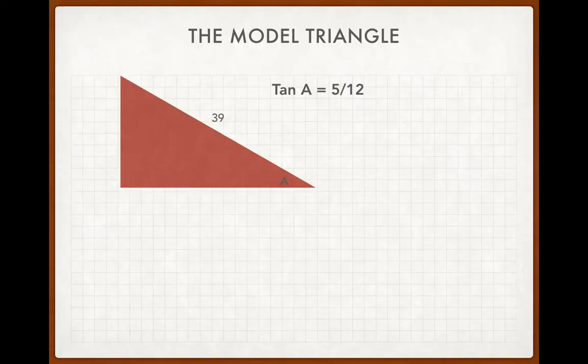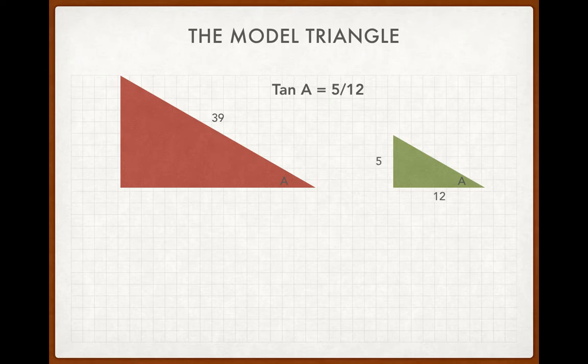Okay, so the method uses what we call a model triangle. And a model triangle is the smallest possible triangle with that trigonometric ratio. So in this instance, we have tan A is 5 over 12. So our ratio is 5 over 12, and we know tan is opposite over adjacent. So the opposite will be 5 and the adjacent will be 12 in our smallest possible triangle.